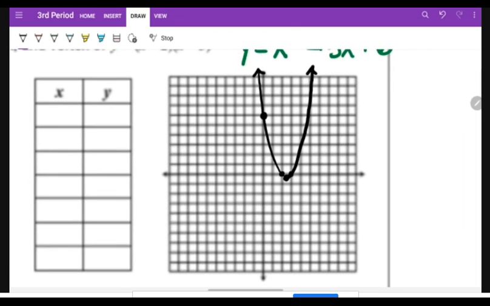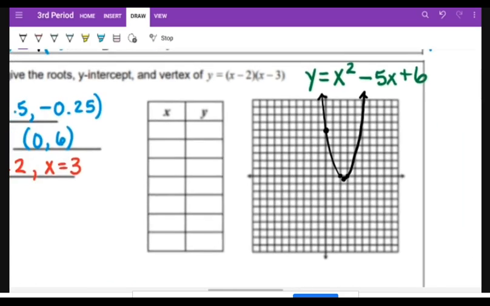So my parabola looks something like that. Remember, it needs to be symmetrical on the left and the right, so you can kind of use that to help guide yourself.